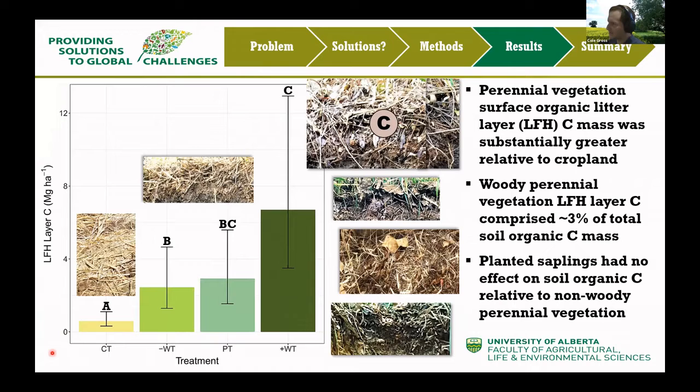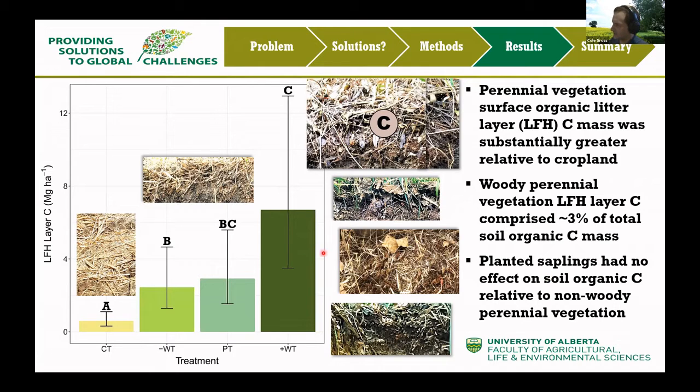Moving on to differences between land uses, the perennial vegetation surface organic litter layer had substantially greater carbon mass than the cropland. Now, this is expected because over time, the surface organic litter layer is able to build up in perennial vegetated areas, whereas in the cropland, the crops are harvested and any litter that is left tends to be tilled into the surface soil.